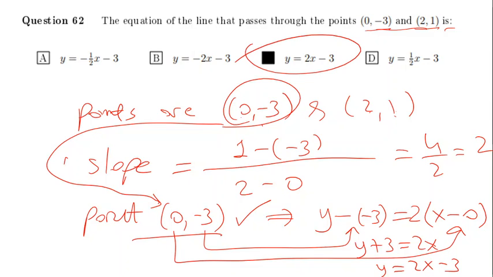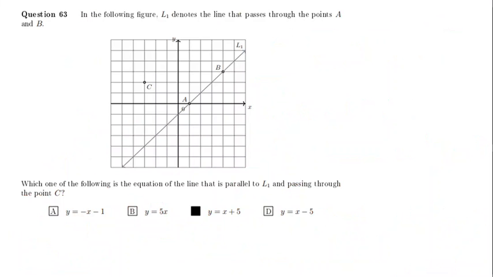So I'm using here the point-slope form. You can also use mx plus b, but here, since the points are given, you can choose one point and do it. Now, in the following figure, L1 denotes the line that passes through A and B.